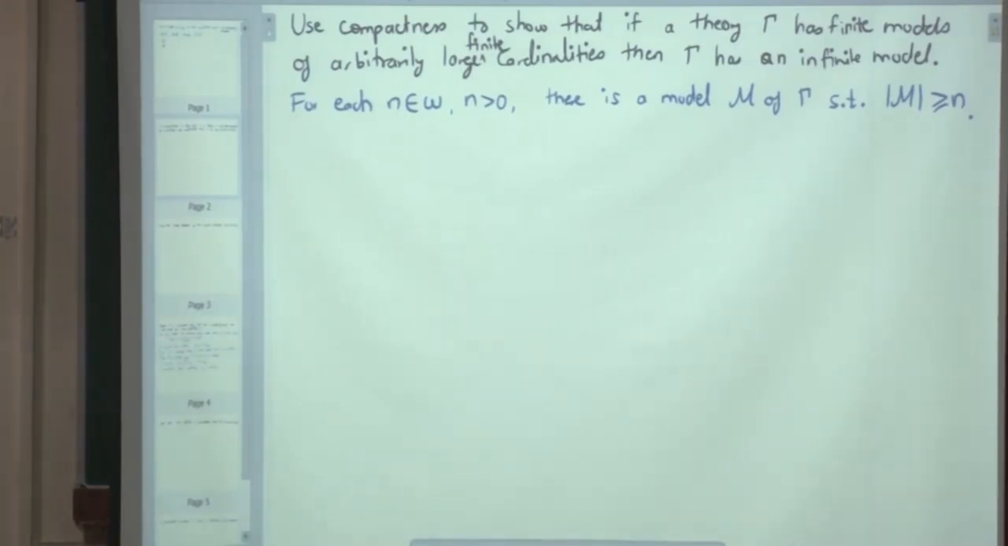So, do you remember the statement that we said earlier when we started with predicate logic? Euclid's theorem on infinitude of primes. Yeah, it says that for every natural number, there is a bigger equal natural number which is a prime number. So, there are arbitrarily large primes. Similarly, here we are saying there are arbitrarily large cardinalities of models of gamma. Okay, so that's our hypothesis.